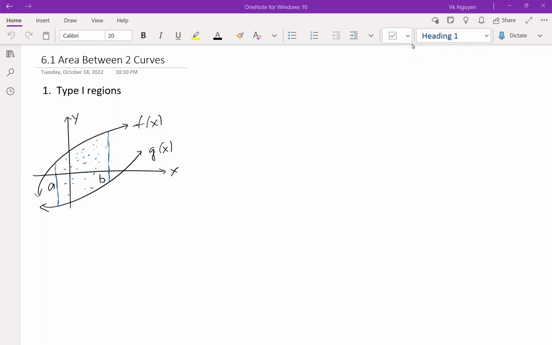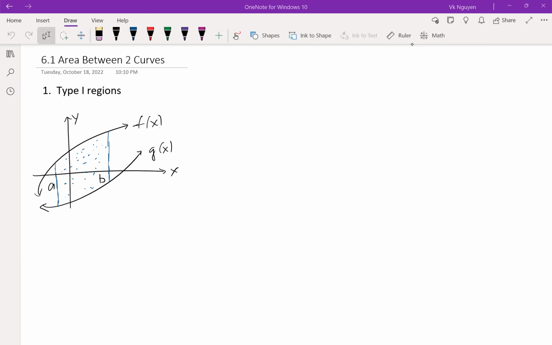Number 1, type 1 region. In type 1 region, we have the area between the two curves in terms of x, such as this picture right here. So how do we compute the area?